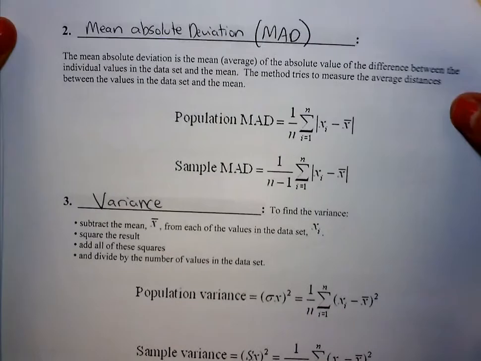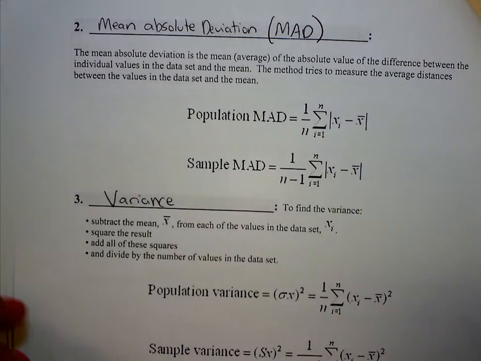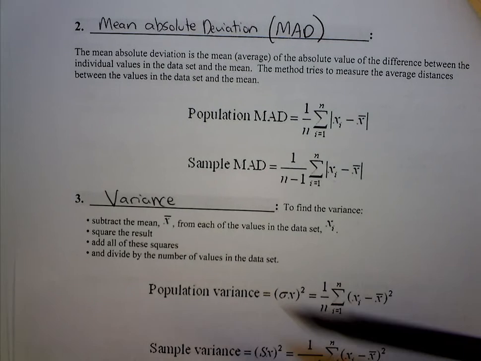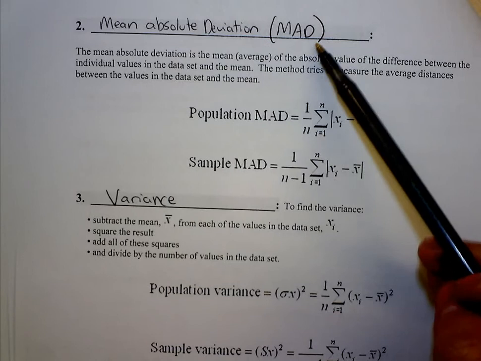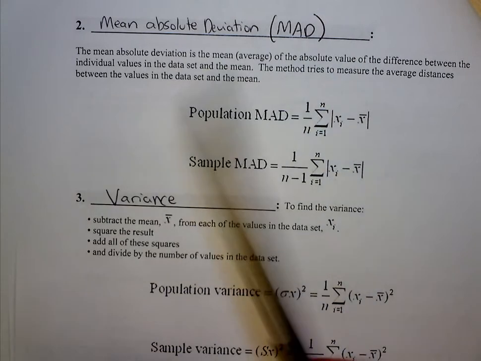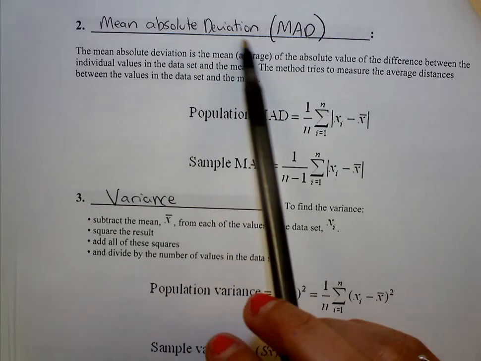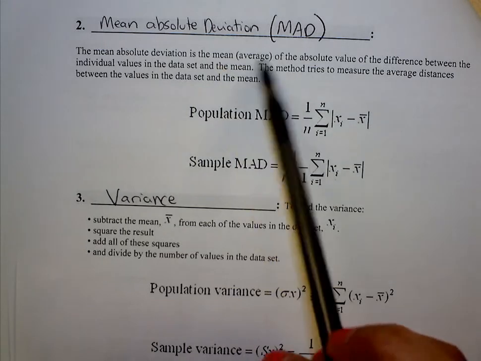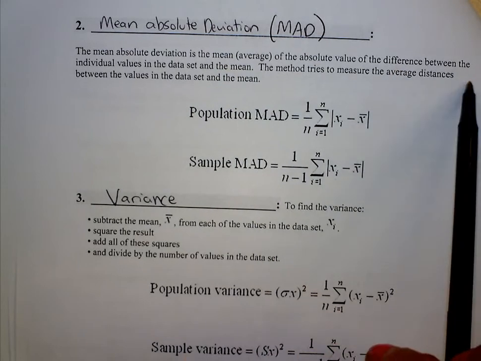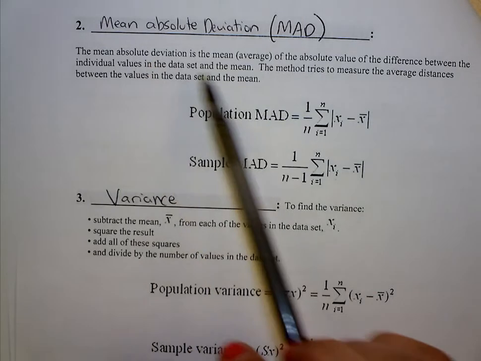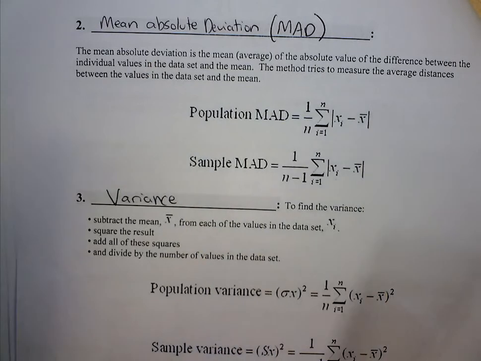Now, let's talk about the other 3 types of measures of dispersion. So one is called mean absolute deviation, MAD, or Mothers Against Drunk Driving. No, in this case, it's mean absolute deviation. And this is the mean of the absolute value of the difference between the individual values in the data set and the mean. I'll explain that in a second.